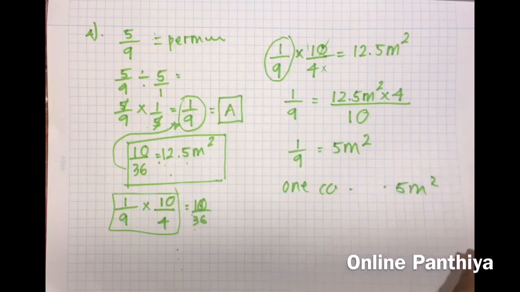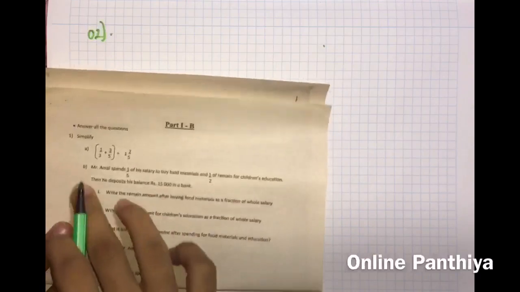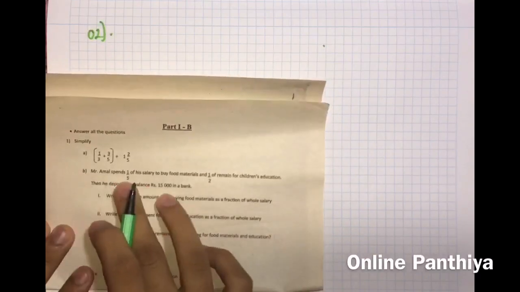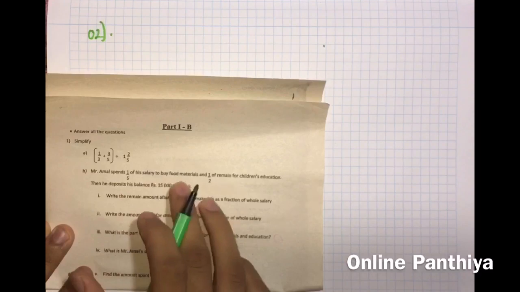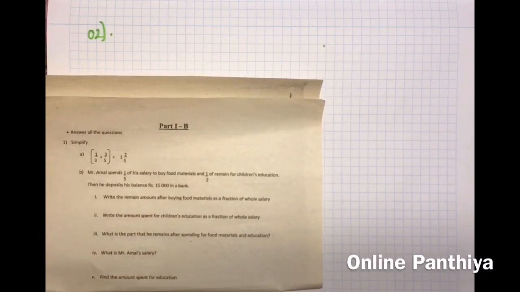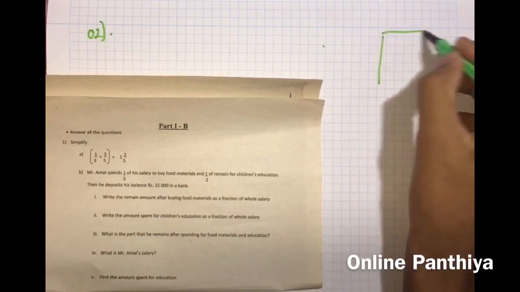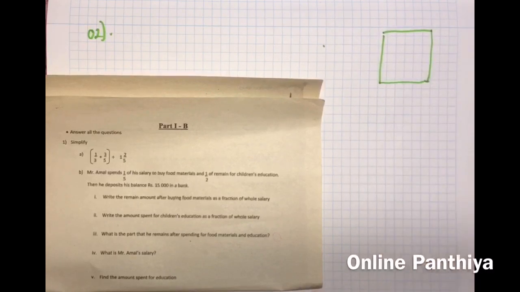This is also from a model paper. The second question, let us discuss this part. Here they say, the B part, Mr. Amal spends 1/5 of his salary to buy food materials. Now from the total of his salary you can draw diagrams also. For some questions the diagrams will help you in order to find the answers, but only the diagram is not enough. You have to write statements, you have to show your calculations also.